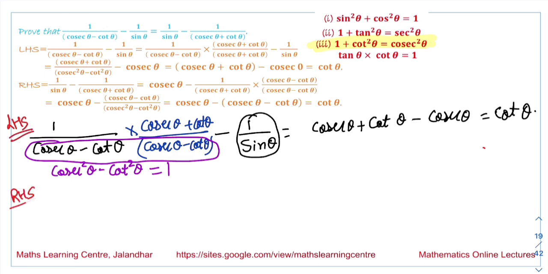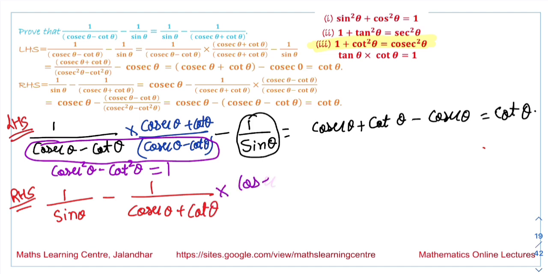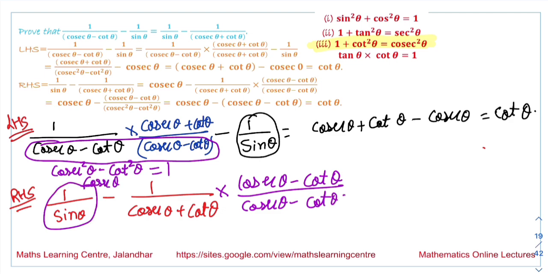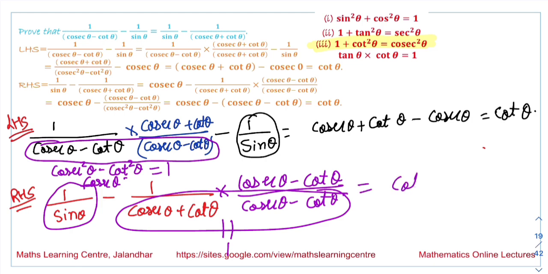Similarly for RHS, we have 1 over sin theta minus 1 over cosecant theta plus cot theta. We are multiplying it with cosecant theta minus cot theta, dividing it with cosecant theta minus cot theta. 1 over sin theta is cosecant theta. The product of these two terms is equal to 1. So cosecant theta gets cancelled and the answer we are left with is cot theta, and we can see that LHS is equal to RHS, and this is what we have to prove.